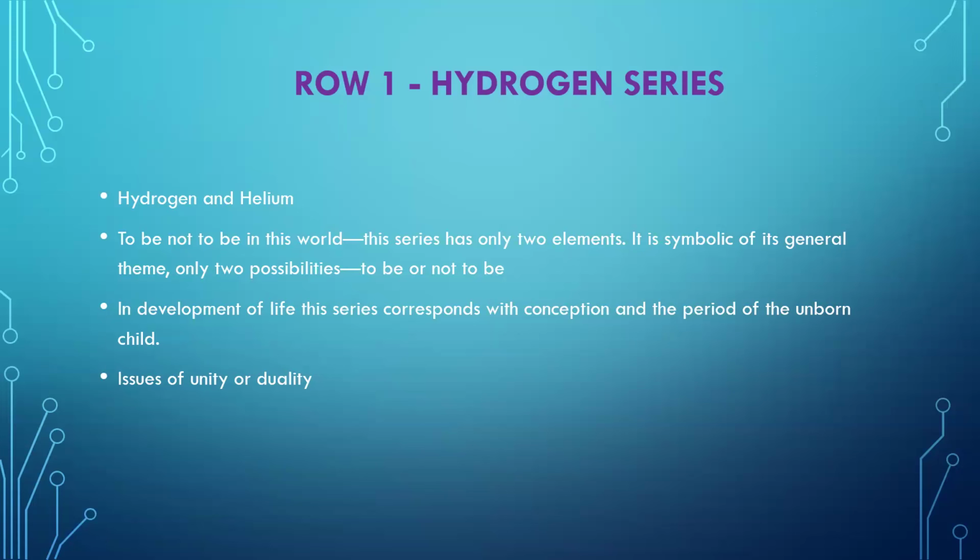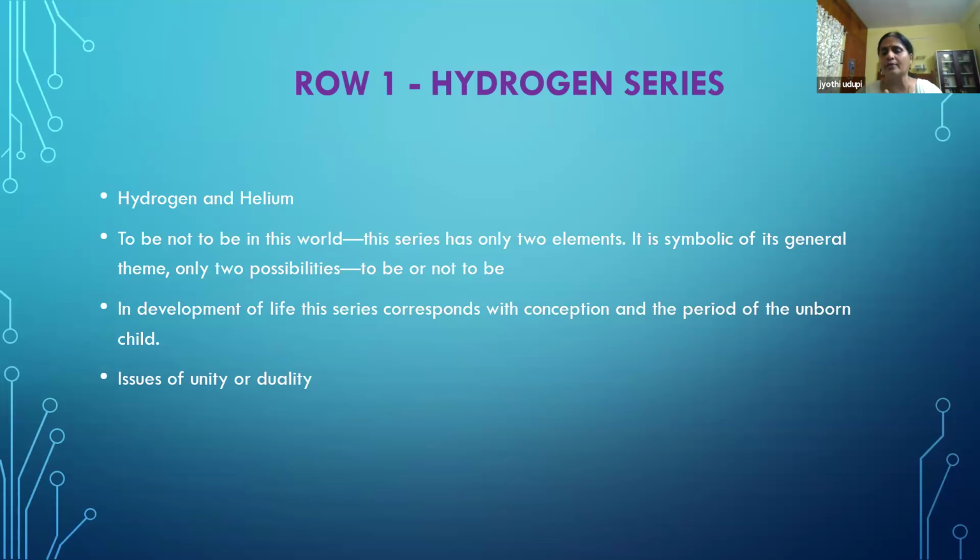As all of you know, the first row has only 2 remedies, that is hydrogen and helium. Till I understood how the periodic table works, I didn't know there is a remedy called helium in homeopathy. Hydrogen somehow we use in other forms also. What do hydrogen and helium speak? To be, or not to be, in this world.